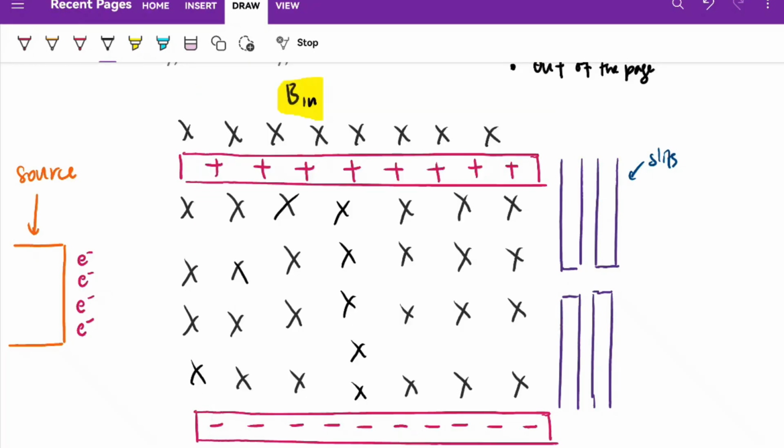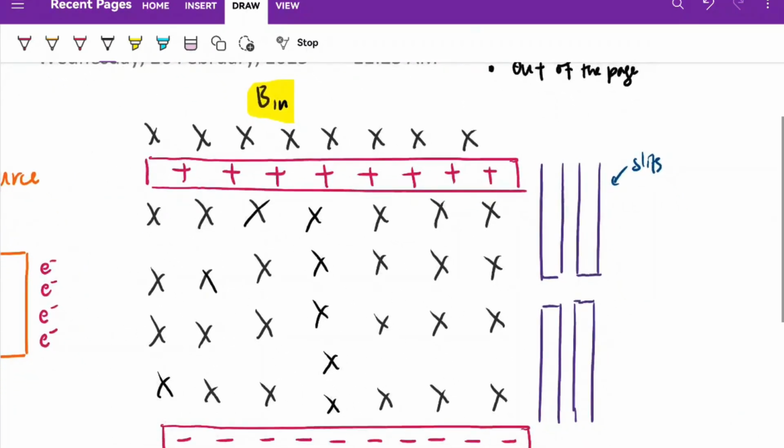Alright, so I hope this clears your mind and makes you less confused or not confused at all anymore. So you know X means in and dot means out of the page. Okay, so that's about the magnetic field.